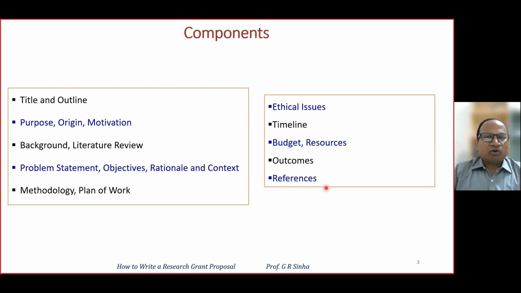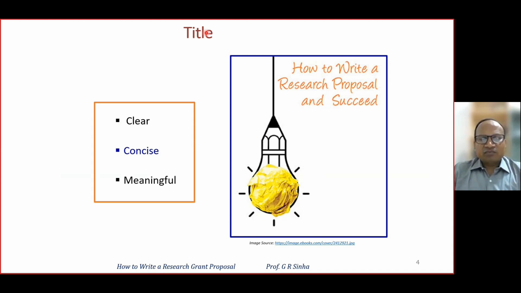These are the general purpose components, but there might be some other components which might be expected by the funding agencies. But generally, these are the main components. And when we can respond to these components, we can write a decent research proposal. So let's begin with the title. Title of a research project.